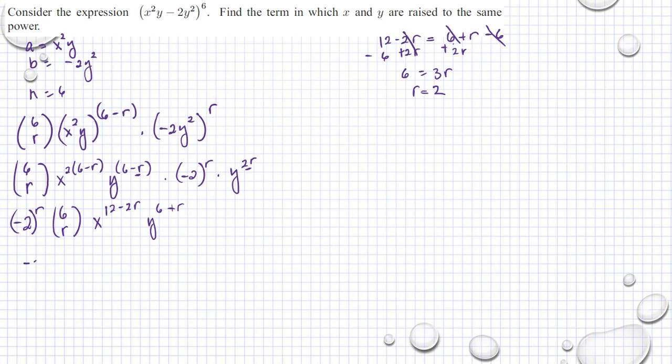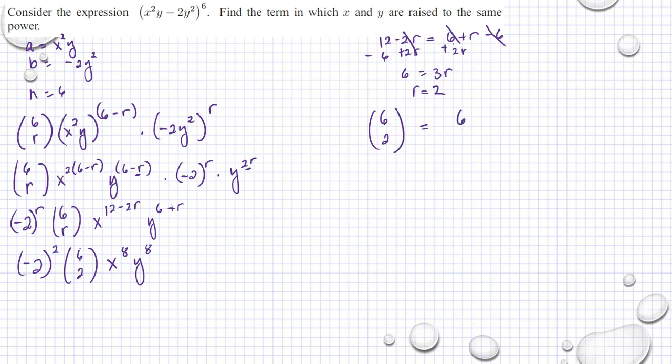So we have now negative 2 raised to 2 there, and then we have 6 taken 2. X is raised to, they're supposed to be equal, what will be? 12 minus 4, 8. Y raised to 8. So we're just interested in 6 taken 2 right now.